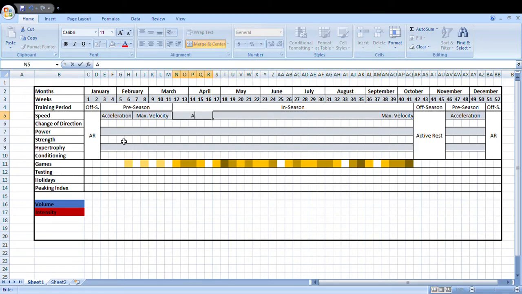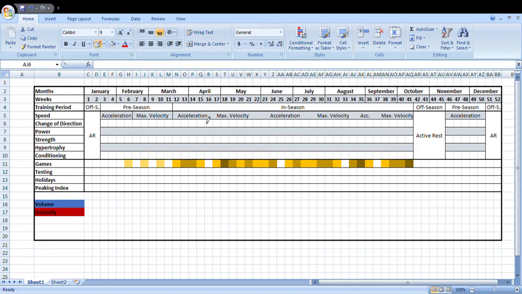So we might put some acceleration here when we don't particularly need to be at our best. Then we might throw in some maximum velocity training. And then we might have a nice big chunk of acceleration here because we don't really need to be anywhere near our best at this point in time, where there's no really important games. Then we might do some maximum velocity again, and we might just intersperse this throughout the year, and then maybe some acceleration.